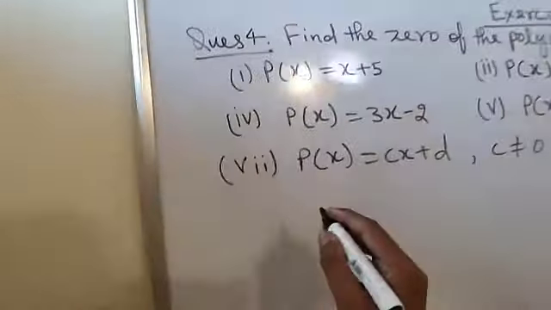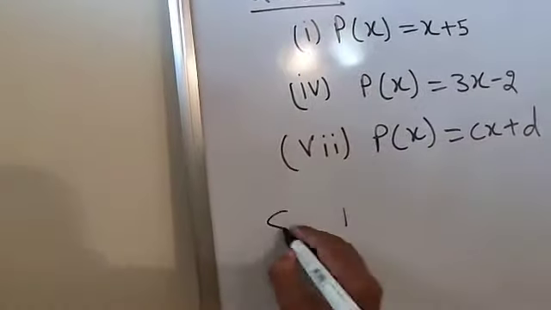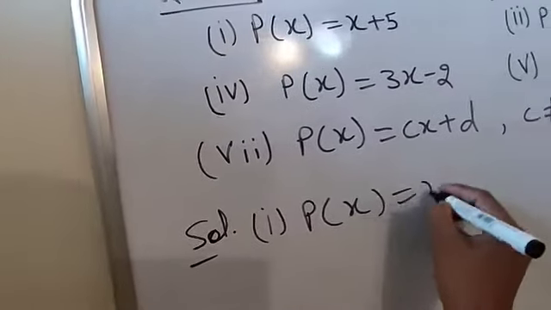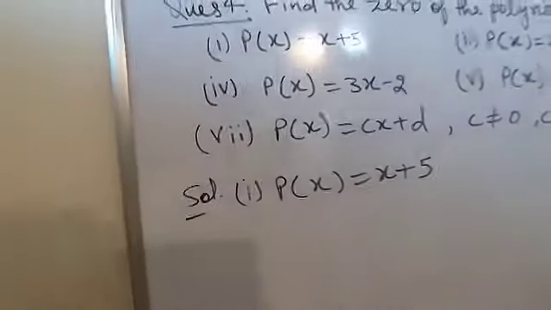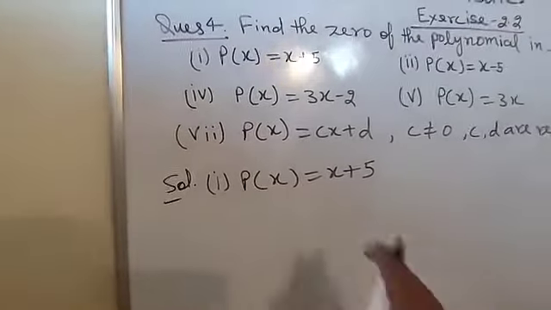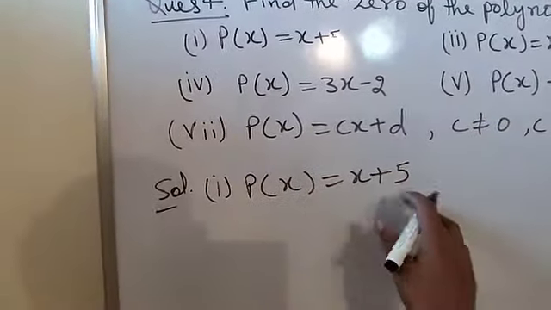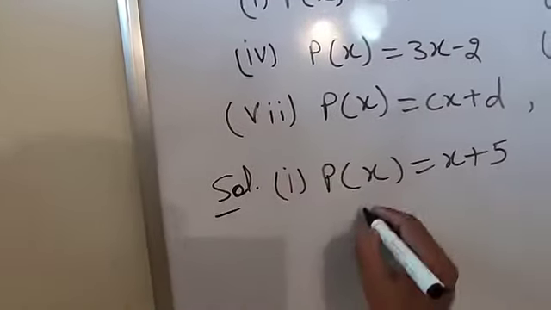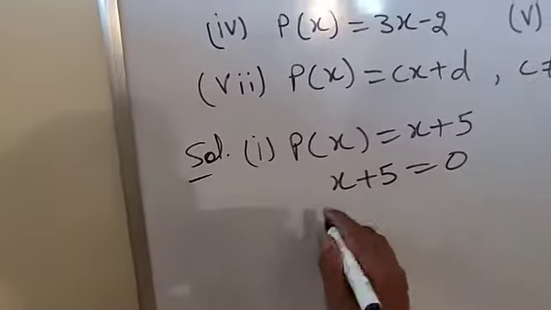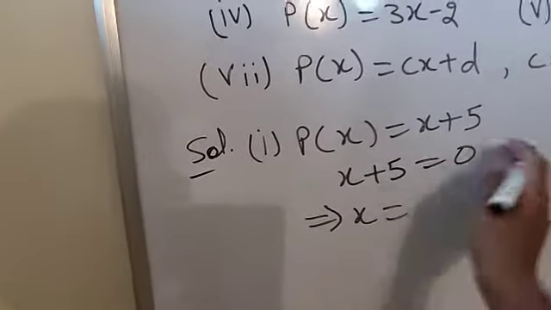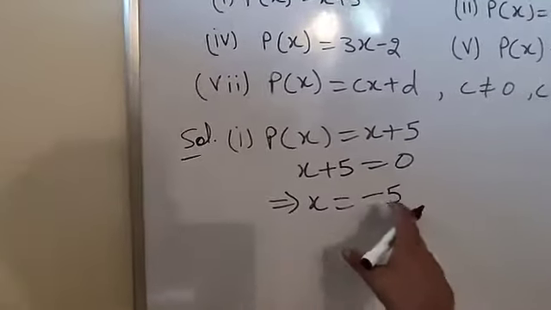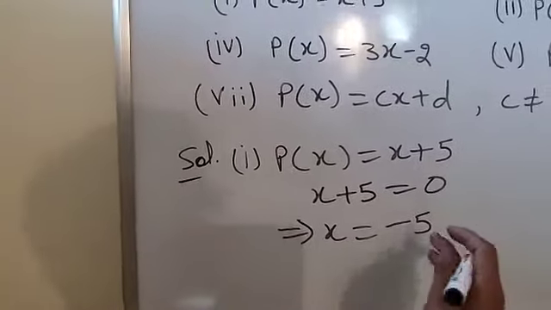Now here I am going to explain the solution of the first part, polynomial p(x) equal to x plus 5, and you need to find the zero of the polynomial. Zero means the value of x at which the value of this polynomial is 0. So you will put x plus 5 equal to 0 and find the value of x. Plus 5 is transferred to the right side, so x equal to minus 5. Whatever value of x you get, that is the zero of the polynomial. You can check this also.